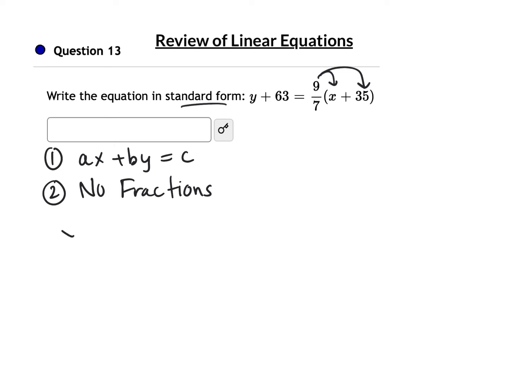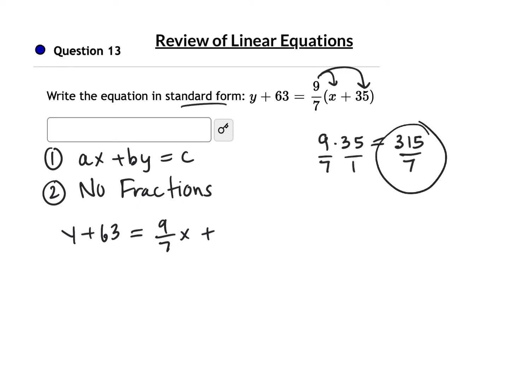This becomes y plus 63 equals 9/7 times x is 9/7 x, and 9/7 times 35 is 315/7. Notice that the 35 is over 1, and I only take 9 times 35, and then I put it all over 7 times 1.